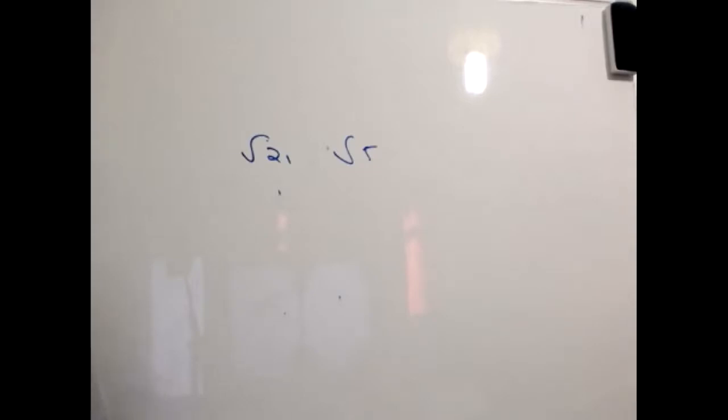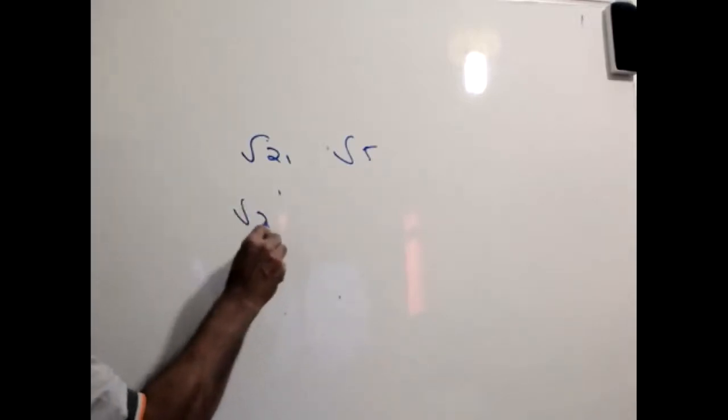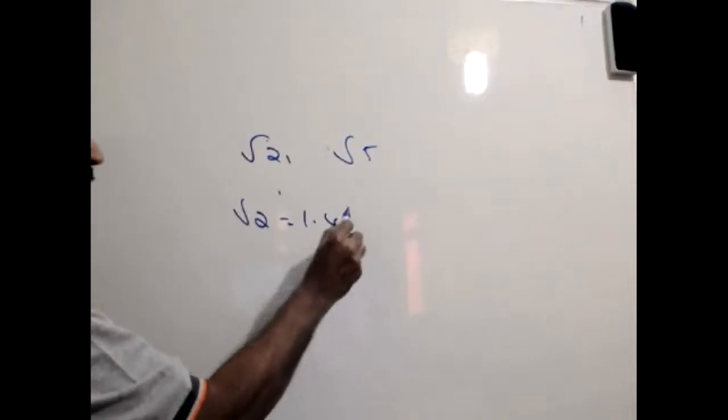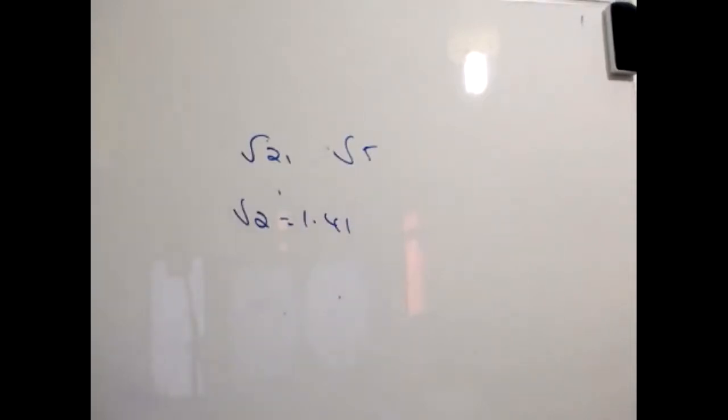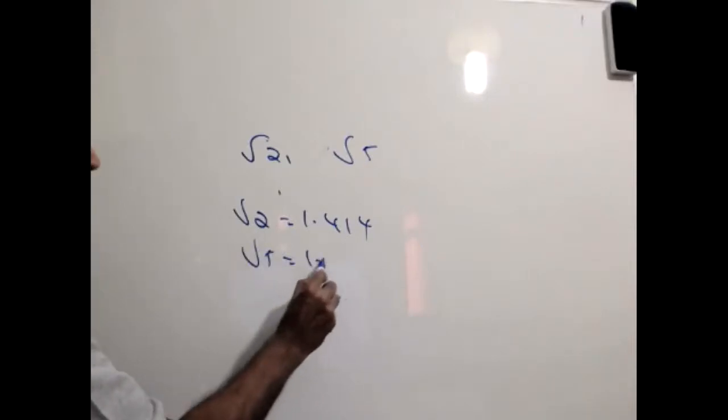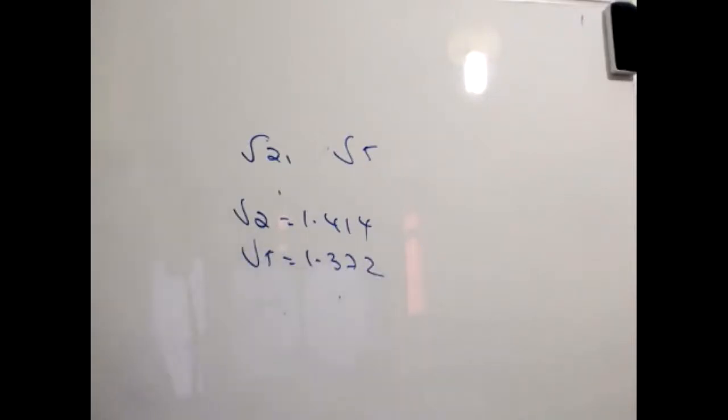Look here, root 2, you know that the approximate value is 1.414. Root 5 is 1.372. Okay. 1.37 approximate only. This is the approximate value. So which is the safest number? Can you suggest now one number between root 2 and root 5?